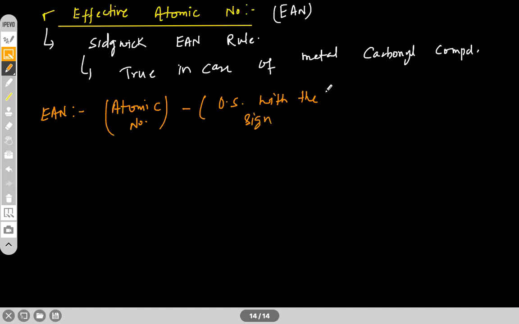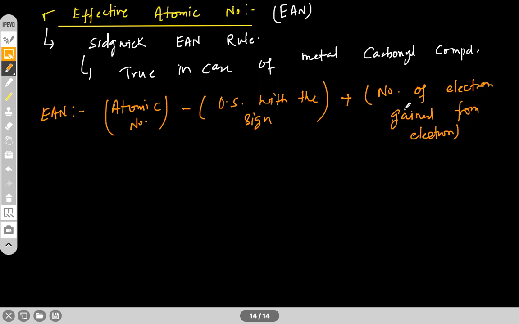Means if it is plus 3, then we'll write plus 3 here. Minus 3, we'll write minus 3. Oxidation state with the sign. Plus the number of electrons gained from ligands. So basically, if you think on this particular equation, plus and minus, it is the total number of electrons we are trying to find out on a metal in the bonding state.